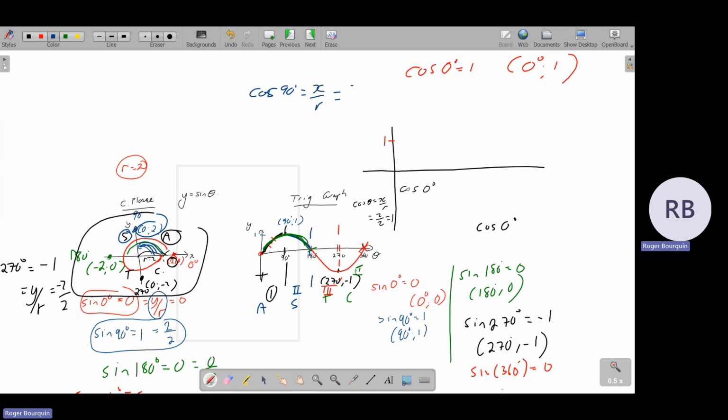It's 0. Okay, so when you travel through 90, the x coordinate is 0, the radius is 2. So what's cos of 90 equal to? 0. So what's a point on this graph? When you put in an angle of 90 degrees, what comes out? A ratio of 0. So there's another point: 90, 0, which is over here. Okay, so I've got 2 points. Use this graph and go work out with your neighbor what cos of 180 is.